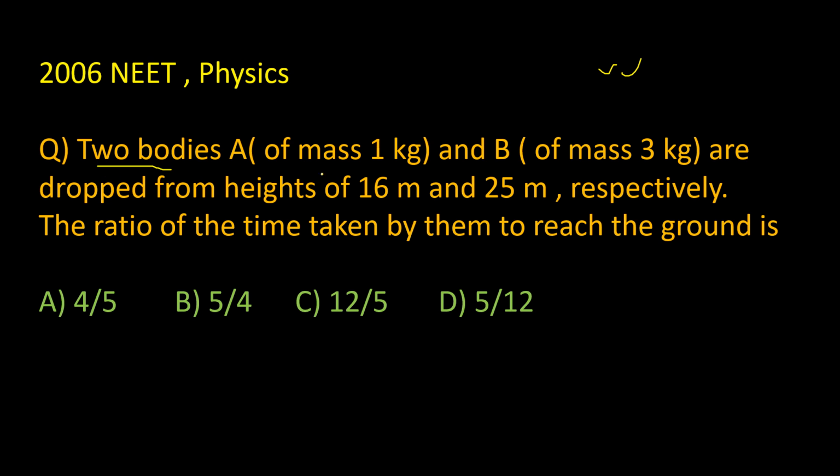Problem: two bodies A and B of masses 1 kg and 3 kg are dropped from heights of 16 meters. So we can take HA and HB as the heights respectively. We need to find the ratio of the times taken by them to reach the ground. The given data is HA equal to 16 meters and HB equal to 25 meters.